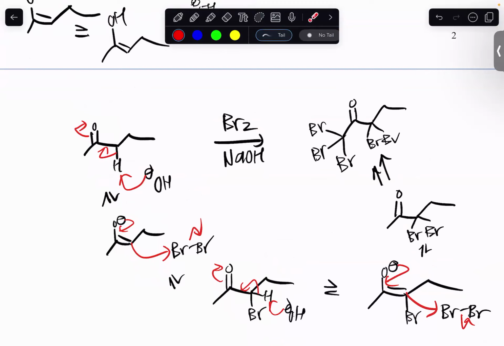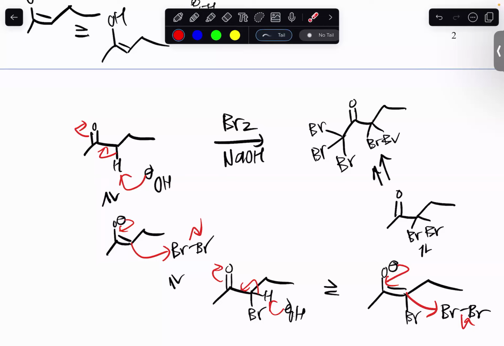The exam is basic. The names of the two chapters the exam is on are reactions at the alpha carbon of carbonyl compounds, enols and enolates, and condensation and conjugate addition reactions of carbonyl compounds, more chemistry of enolates. That's what we're testing on.